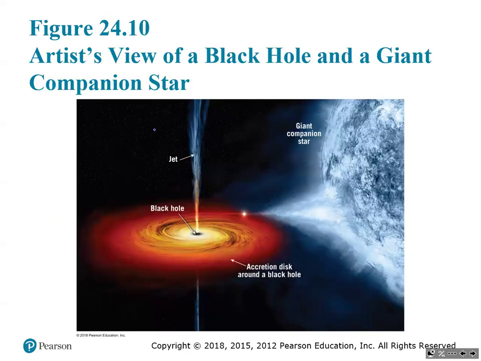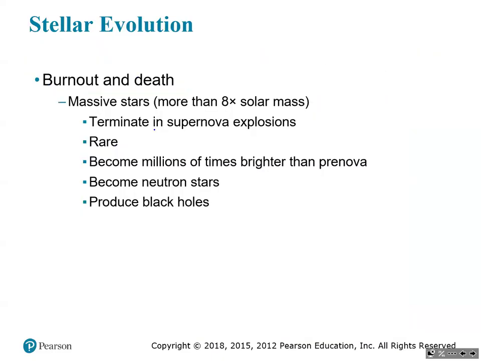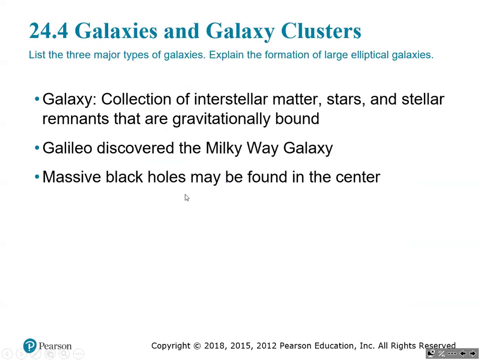So this is an artist's view of a black hole consuming matter from a giant companion star, and it will also produce jets of material coming out the ends. So we're massive stars, when they burn out and die. Okay, so this is in the wrong place. They become millions of times brighter than prenova, and they become neutron stars that produce black holes. So let's talk about galaxies, and I'll fix the slides after lecture.